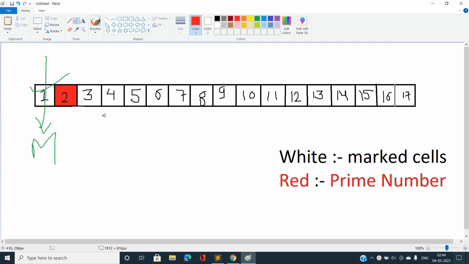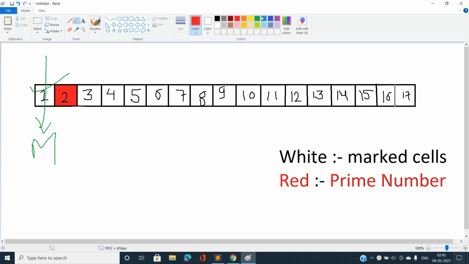Now what I am going to do is mark all its proper multiples as composite. So what are the proper multiples? What is the meaning of the proper multiples of a number? Proper multiples of a number are those numbers which are divisible by that number but greater than that number. So what are the proper multiples of 2?